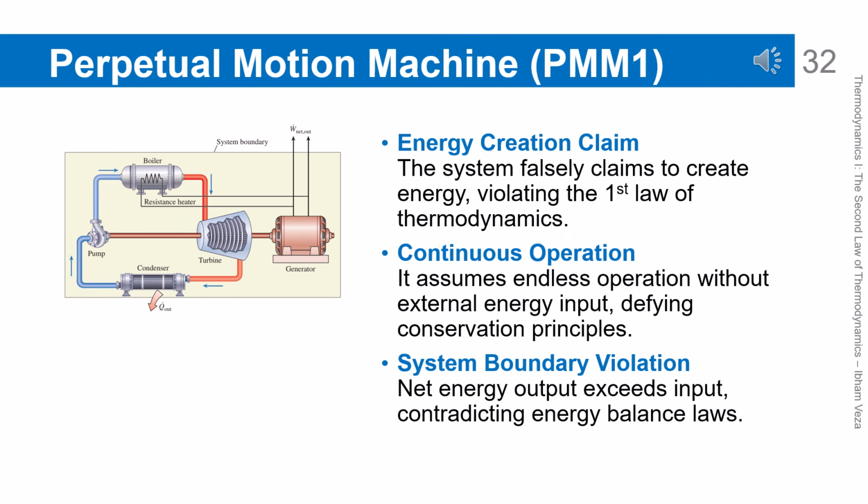Perpetual motion machine, PMM1. A perpetual motion machine of the first kind claims to produce energy without any energy input. This claim directly violates the first law of thermodynamics about energy conservation. Such a system appears to create energy out of nothing. In an energy balance, its output is always greater than its input. Therefore, PMM1 is physically impossible.